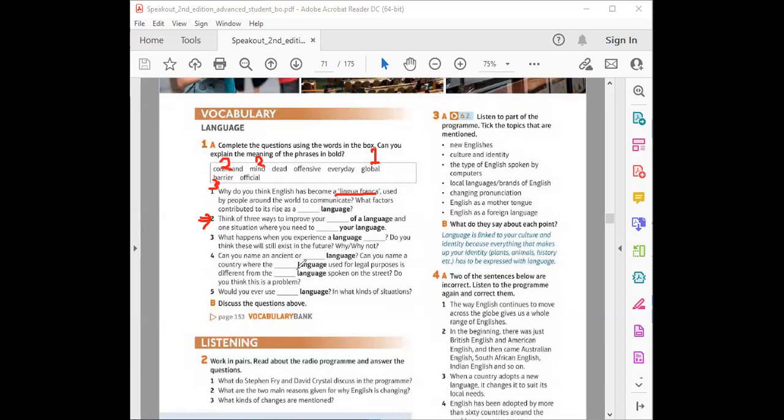Oh, you have 3 of them here, Ikram. Okay. Can you name an ancient or dead language? Can you name a country? Dead language. So here you want to say a dead language. Okay, that's correct. Go on, continue.